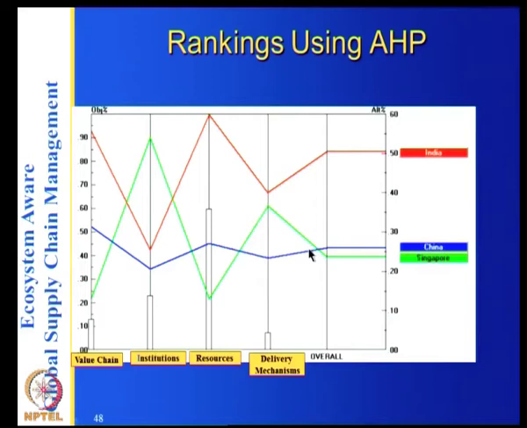And you have the same thing in terms of the delivery mechanisms. By the way, the data is sort of oldish, but if you have new data, you can always use that and so on. So for the overall, you add these scores, you get this particular thing, and then you select India.